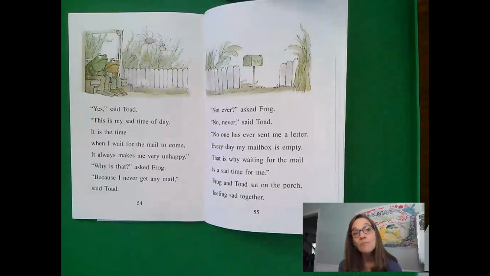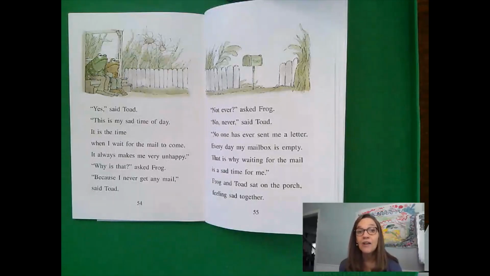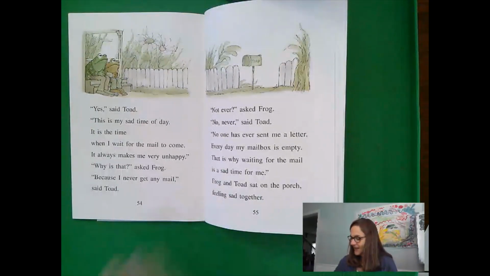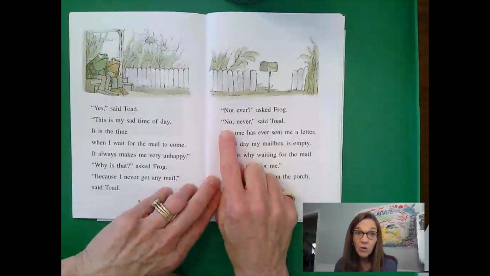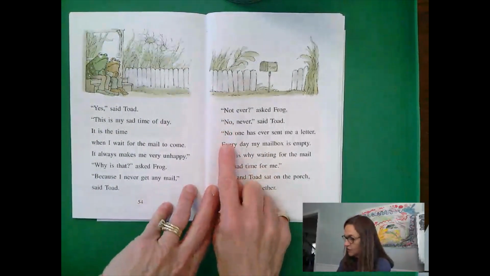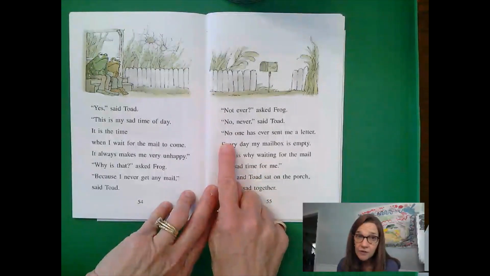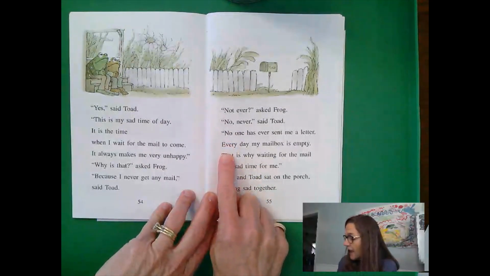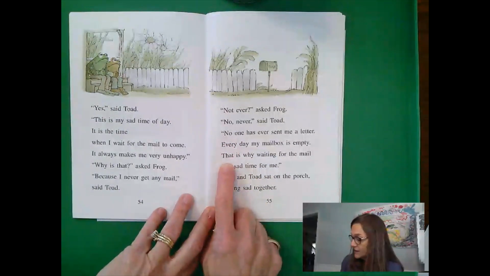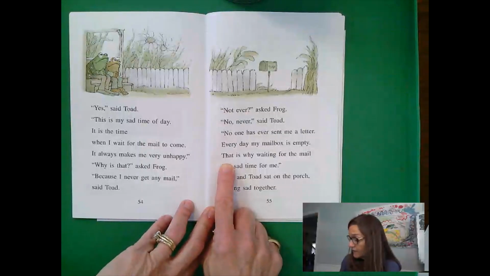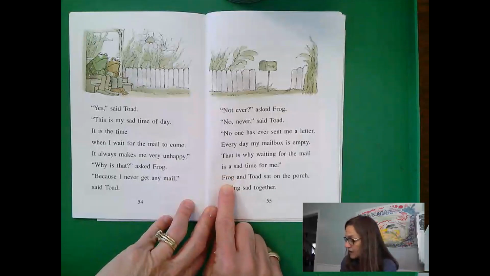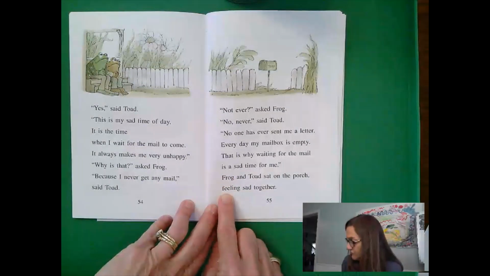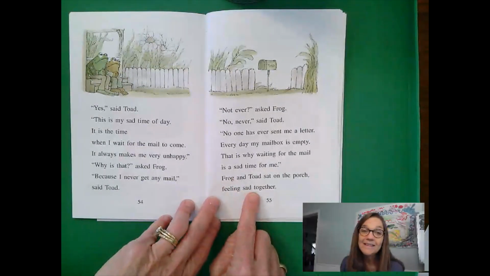Now remember, as I'm reading this, you're thinking about feeling words, okay? "Not ever?" asked Frog. "No, never," said Toad. "No one has ever sent me a letter. Every day my mailbox is empty. That is why waiting for the mail is a sad time for me." Frog and Toad sat on the porch, feeling sad together.